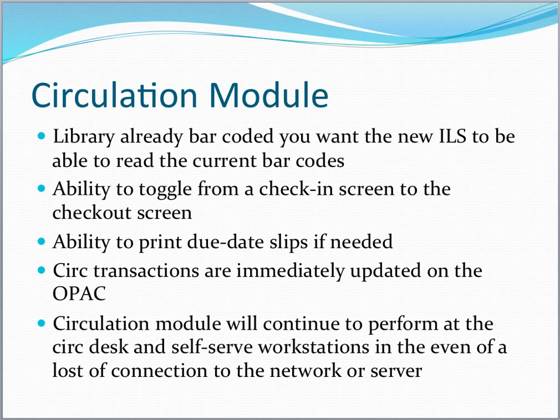Circulation module, library already barcoded. You want the new ILS to be able to read the current barcode. So in other words, if you are already barcoding your resources, then you want the new ILS to be able to read the current barcodes. Why? Because you don't want to change to a new system.